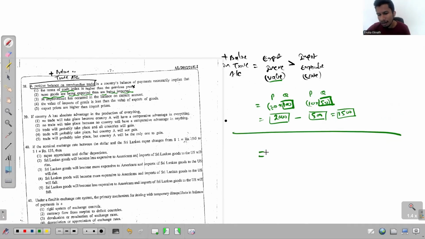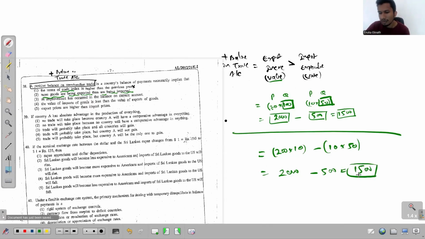Now think about a different example where you sell only 10 goods. The quantity is just 10, but the price of one is 200. You export this to a different country. And when you import again the same thing, you import 50 units at rupees 10. Then this will be once again 2000, and here you have again 500, and the difference is still plus 1500. Then also we will have a favorable balance, if not a positive balance, in the trade account.